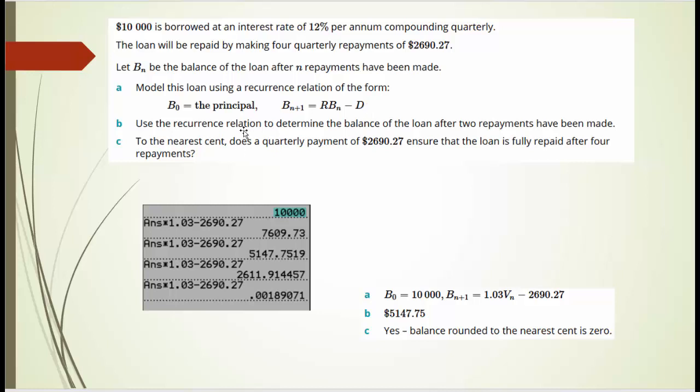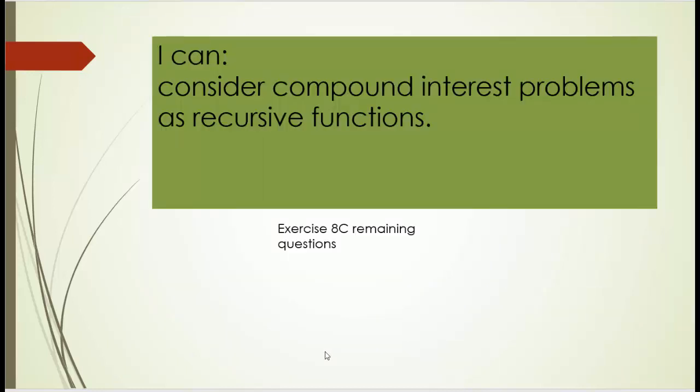Put the money into the calculator, $10,000, enter, answer times 1.03 minus 2690.27, enter, will give you after 1 year, and this one after 2 years, which is the correct answer. 2 more payments. There's only 0.2 of a cent left, so that's effectively paid off. So all the questions are similar. If you can do that, you can consider compound interest problems as recursive functions and solve the problems. Over to you now to finish the remaining questions of 8C.